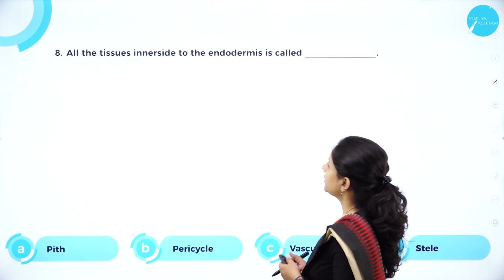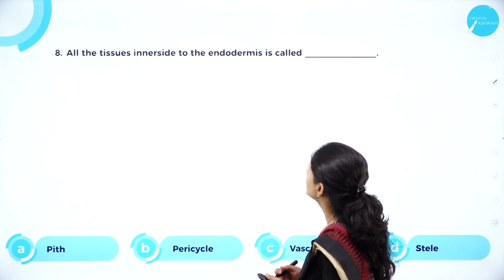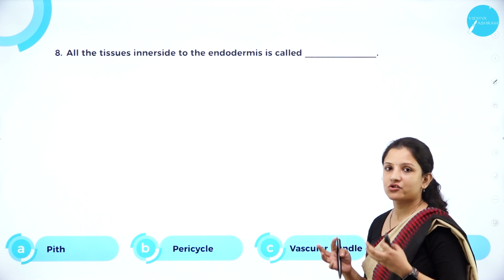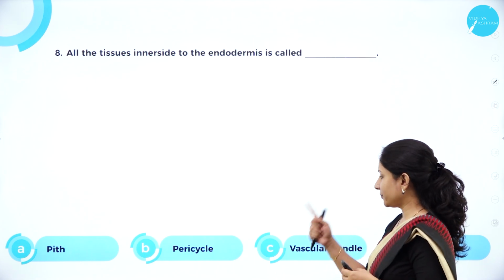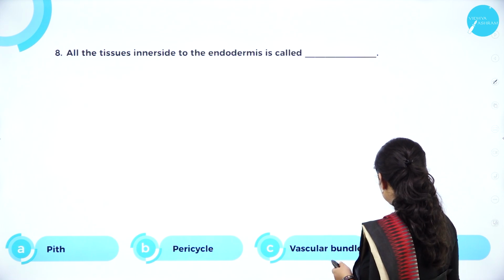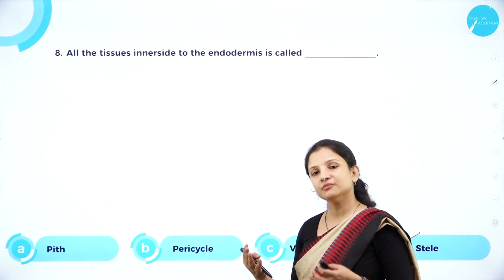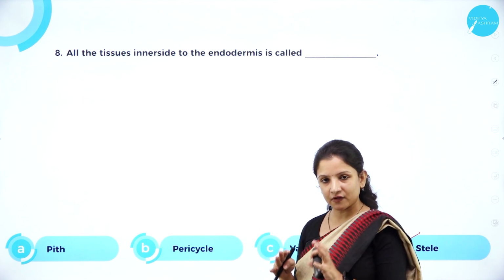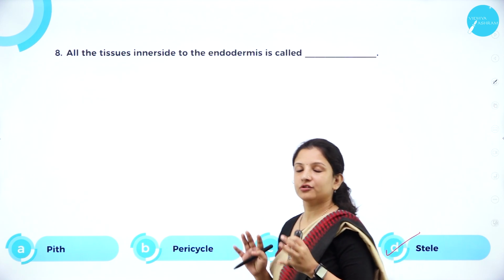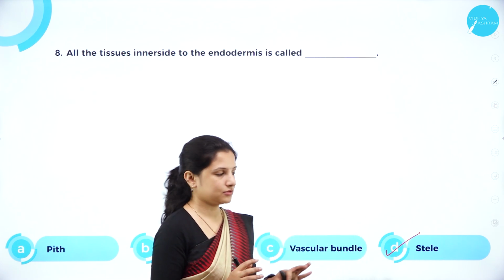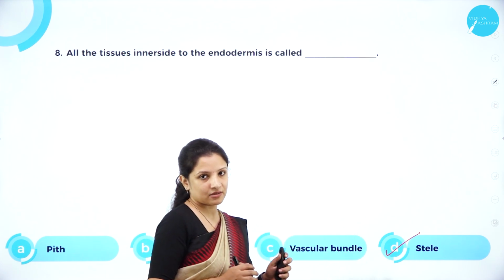Next question, all the tissues inner side to the endodermis are called pith, pericycle, vascular bundle, stele. So pith, pericycle, vascular bundle, all that comes within the endodermis itself. What is it collectively called? So collectively they are called stele. So option D is the answer here.